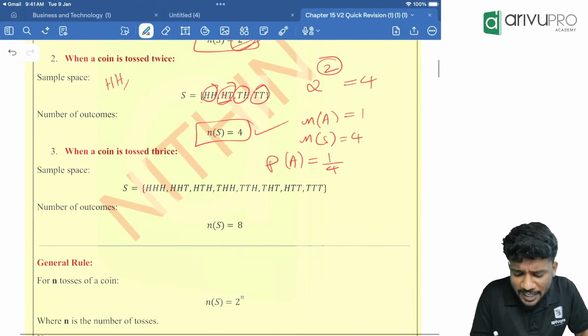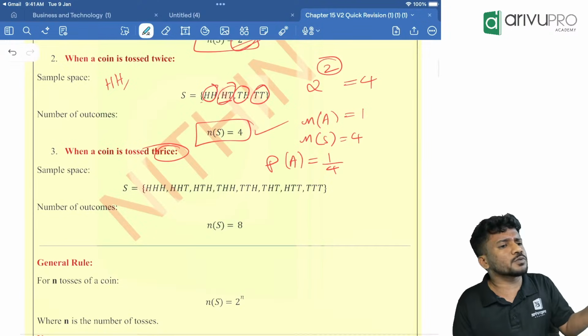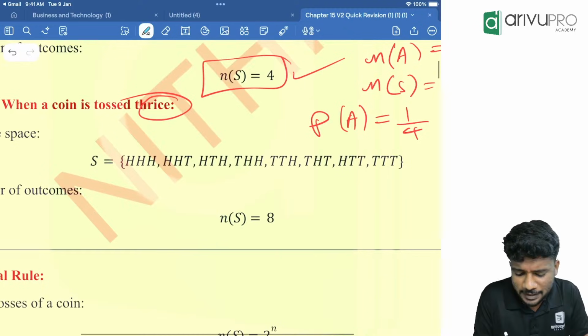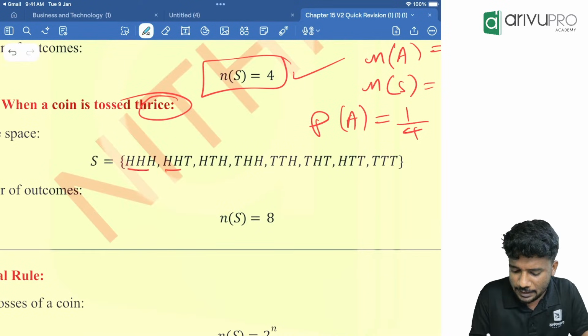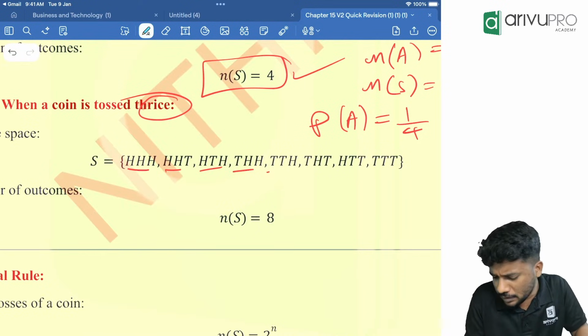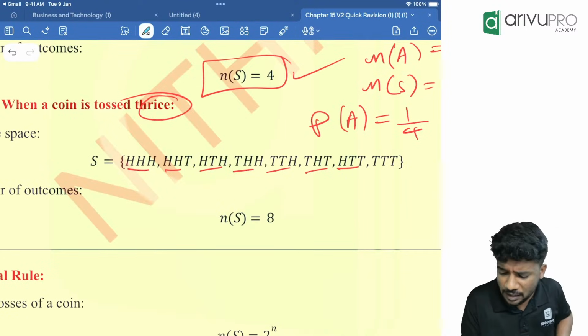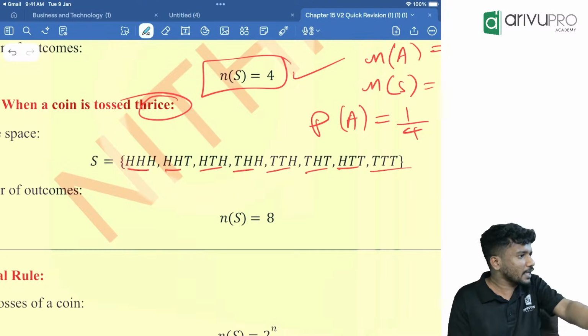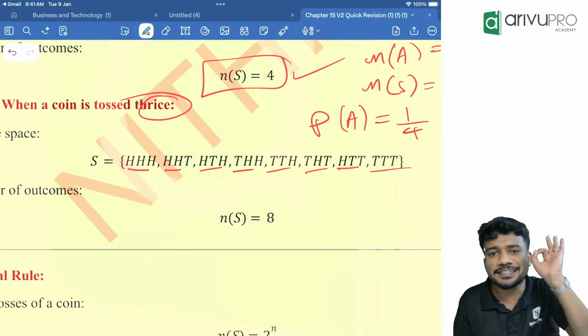Then, when a coin is tossed 3 times, 2 raised to 3, 8 possibilities will be there. And these are the possibilities. Head, head, head; head, head, tail; head, tail, head; tail, head, head; head, tail, tail; tail, head, tail; tail, tail, head. And finally, first toss tail, second toss tail, and third toss tail. That is tail, tail, tail.